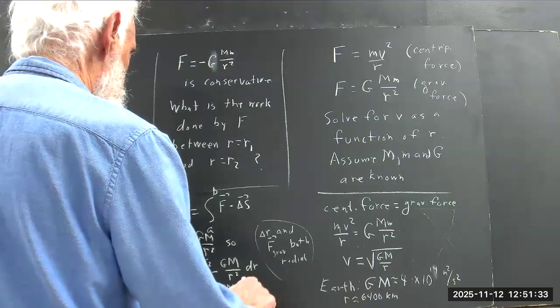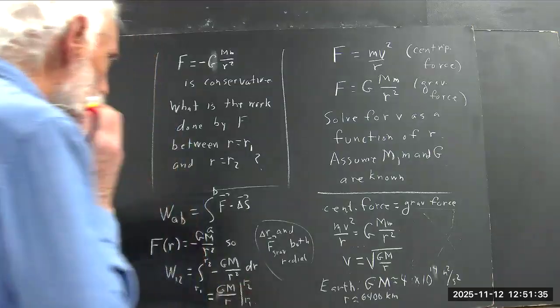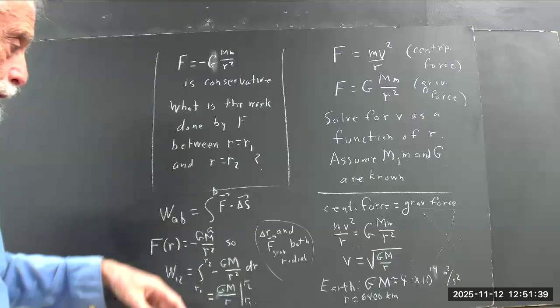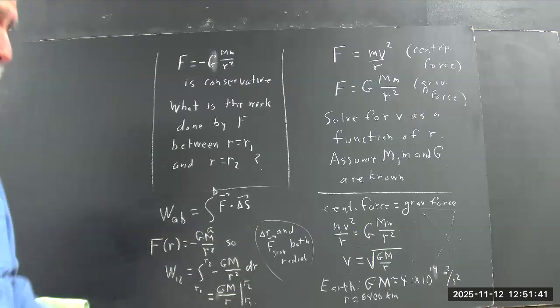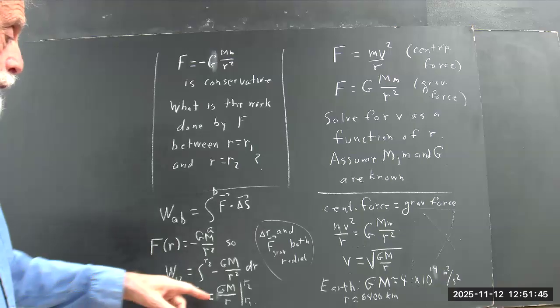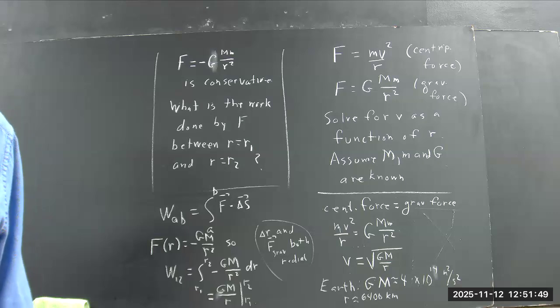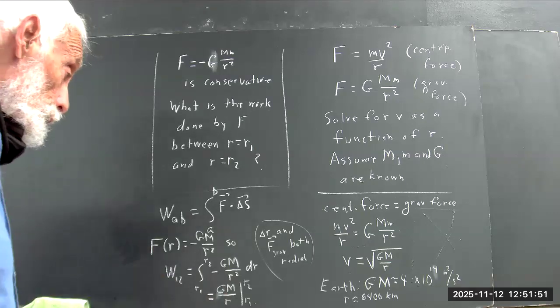What do we do to get it? The antiderivative: GM is just a constant that comes out. You're just integrating negative 1 over R squared, and you get positive GM over R, which you evaluate between R1 and R2.